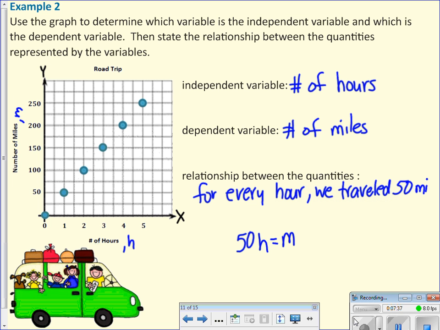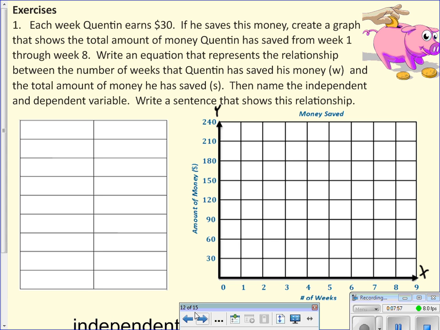So I took my 50 times 1 hour equals 50 miles. 50 times 2 hours equals 100 miles. 50 times 3 hours equals 150 miles. So I did 50 miles per hour. Okay? Try number 1 on your own.